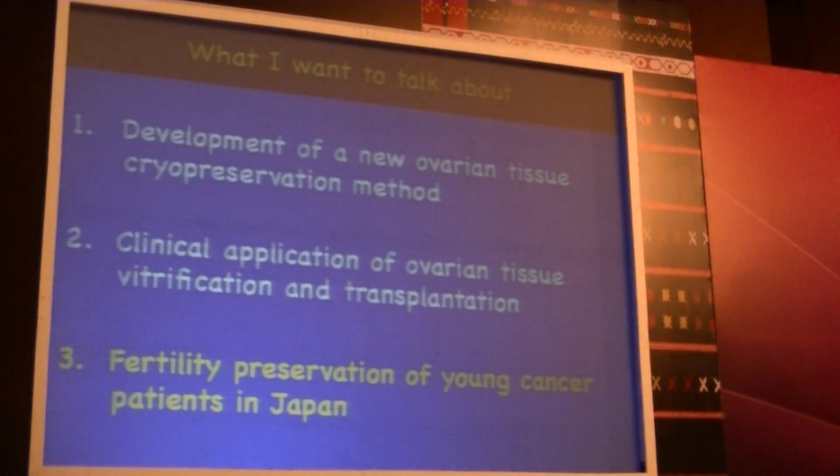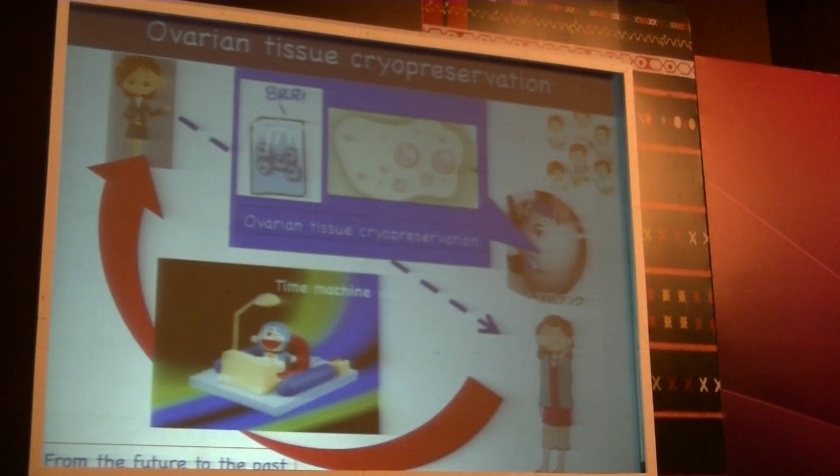So Professor Donnez established ovarian tissue cryopreservation and transplantation techniques and made innovations in the field of reproductive medicine that have given great hope to young women with cancer. In Japan, Professor Donnez's work recently began giving such women the possibility of preserving their fertility.